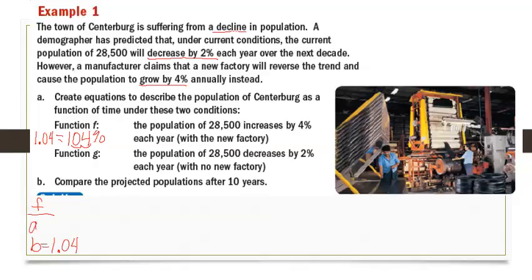So now we just have to talk about the initial. Well, it told us that the initial population of Centerburg was 28,500. So that means our function f of x is going to be 28,500 times 1.04 raised to the x power.